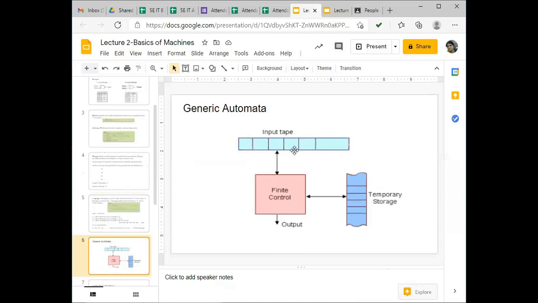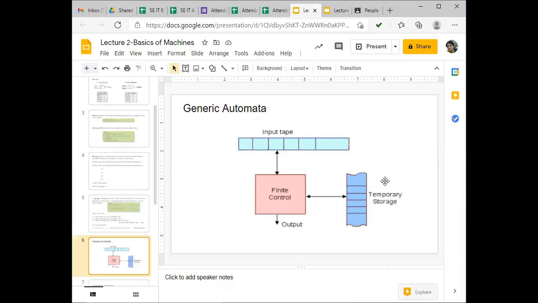Any machine has an input tape. Any machine consists of an input tape, a finite control, and a temporary storage depending on the machine. This differs: the input tape is as it is, but the finite control differs, the processing differs, and the temporary storage, where it is stored, also differs. So this is a generic machine.